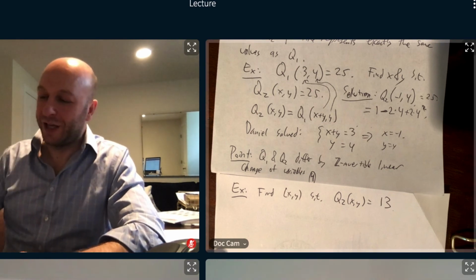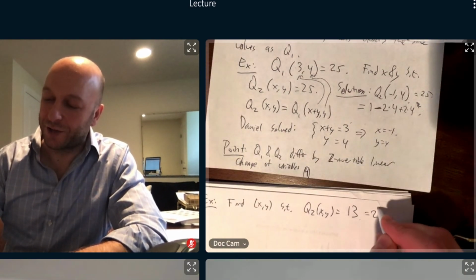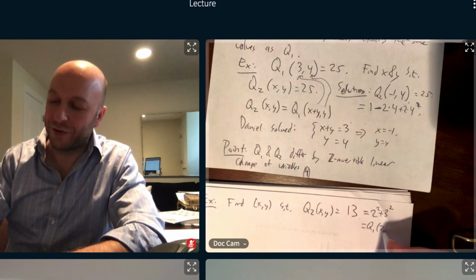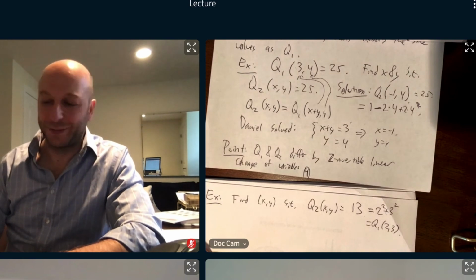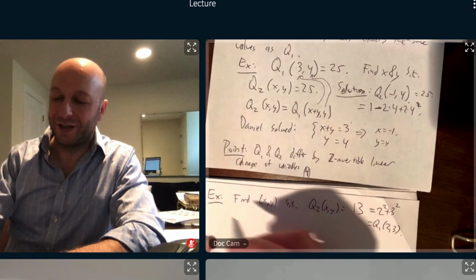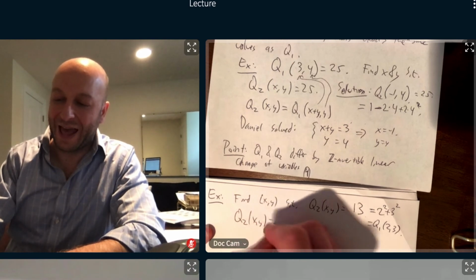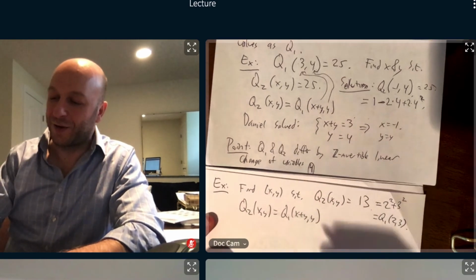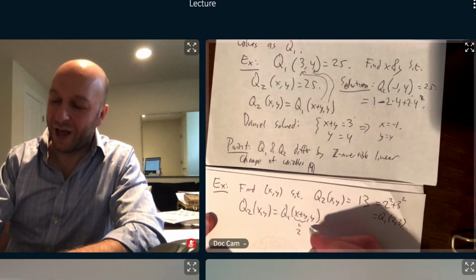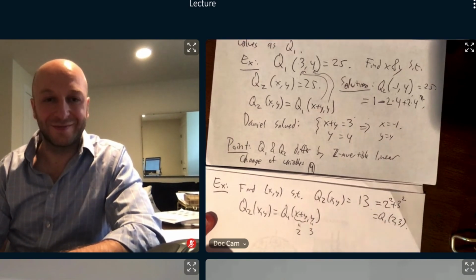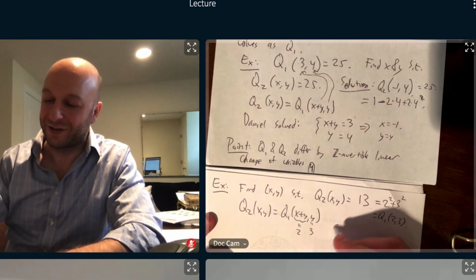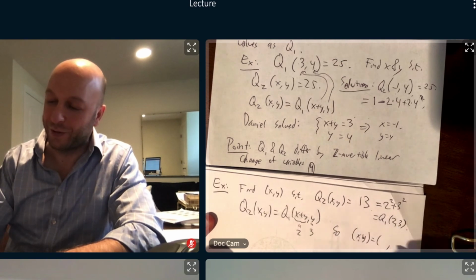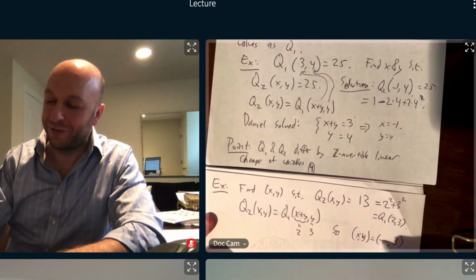Yes. So Sheik is reminding us that 13 is 4 plus 3, 4 plus 9, which is Q1 of 2, 3. And the difference between Q1 and Q2 of xy, again, is Q1 of x plus y. And so I want x plus y to be 2 and y to be 3. So y should be 3, and 3 plus what makes 2? Negative 1.